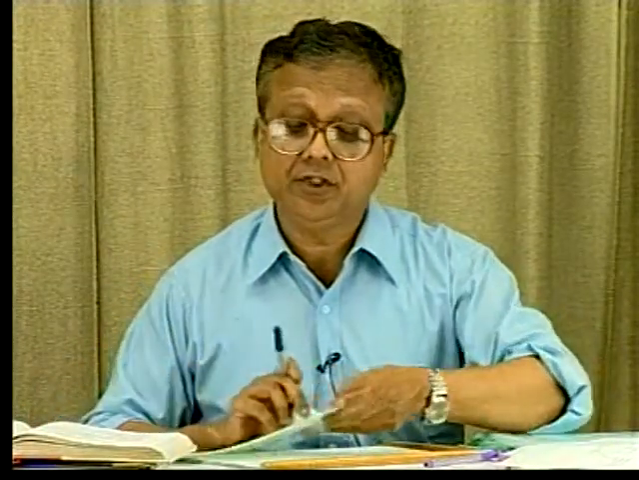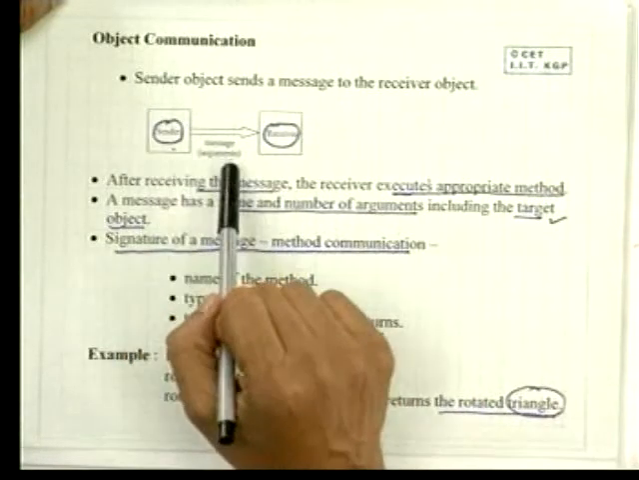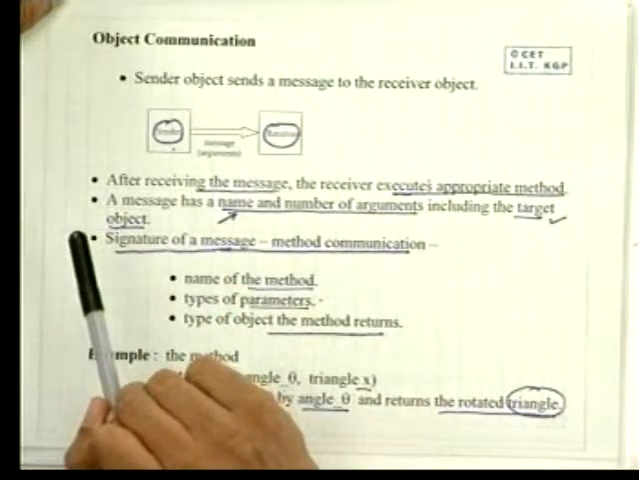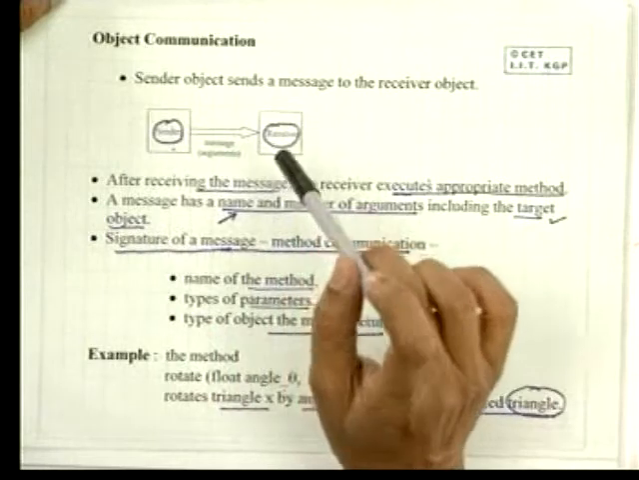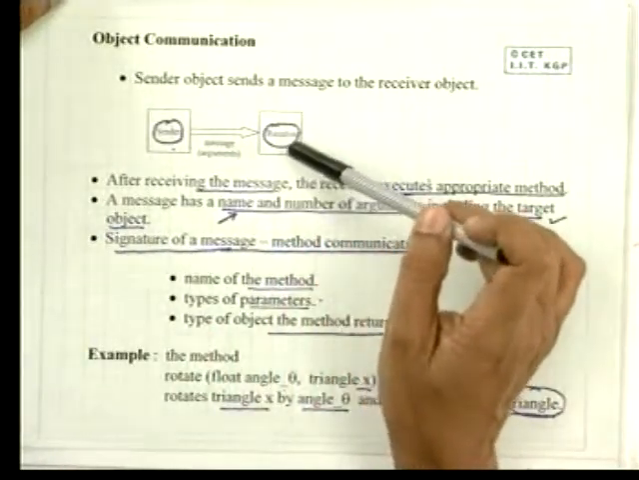And so if you recall, when we talked about objects and communication among the objects, I mentioned that there exists a sender object and a receiver object, and the sender object sends a message to the receiver object, and the receiver object on receipt of the message will execute the method associated with it.